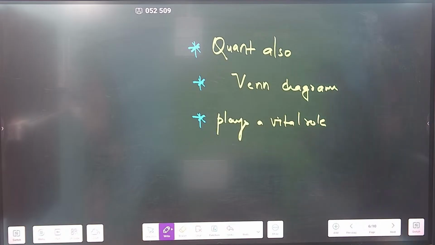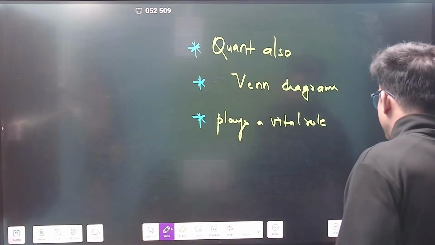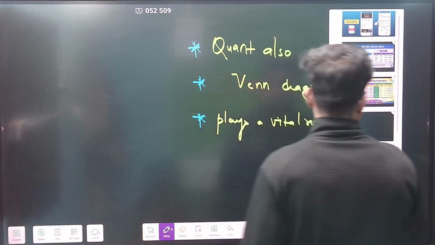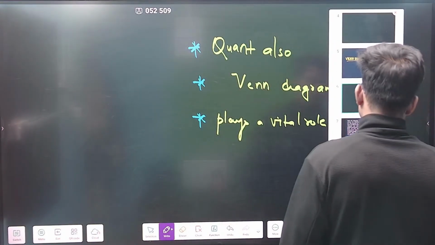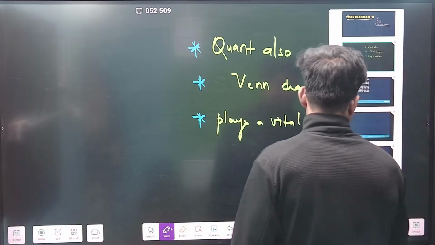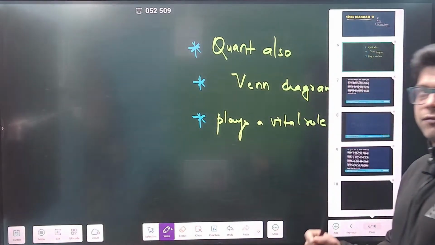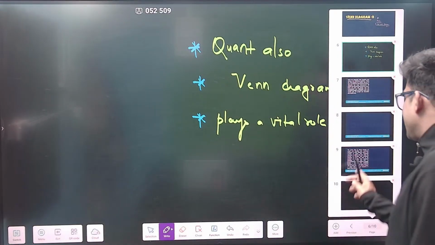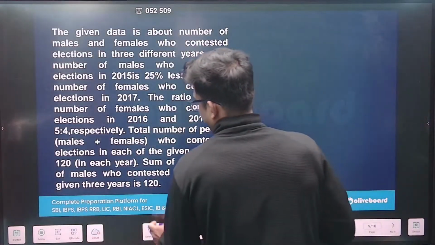Now, in today's class, I'll also revise some of the parts. Let me just show you the revision part also. So we have first question, everyone. We have one question, which is this one, and then we'll move to our Venn diagram.